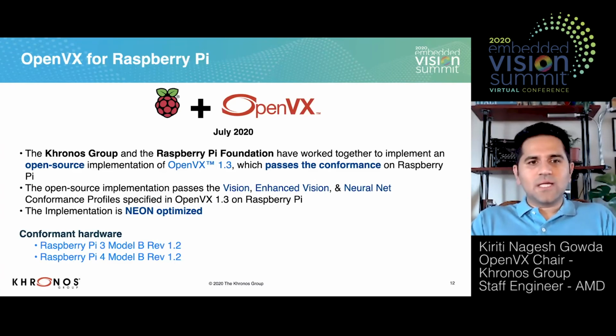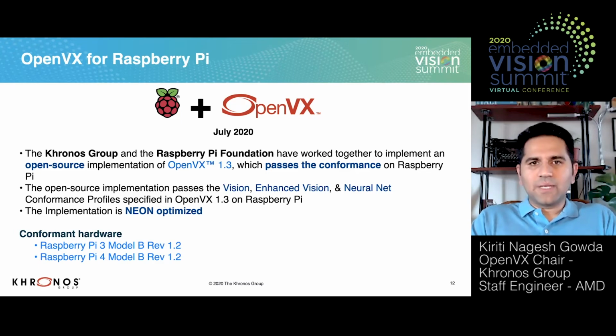The next one was OpenVX for Raspberry Pi. We have conducted a couple of OpenVX trainings in the past at the Embedded Vision Summit, and we noticed that a lot of people wanted an implementation which runs on Raspberry Pi to try out a new function or a new application. So the Khronos Group worked together with the Raspberry Pi Foundation, and we just released in July the OpenVX 1.3 conformant implementation for Raspberry Pi.